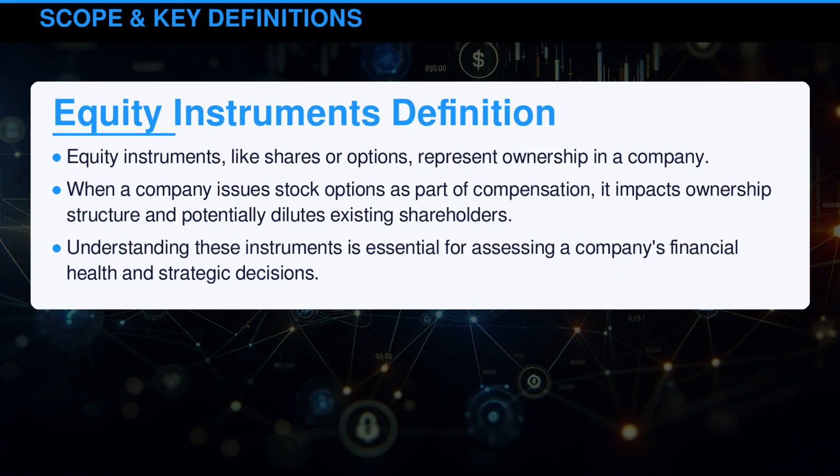Equity instruments, like shares or options, represent ownership in a company. When a company issues stock options as part of compensation, it impacts ownership structure and potentially dilutes existing shareholders. Understanding these instruments is essential for assessing a company's financial health and strategic decisions.